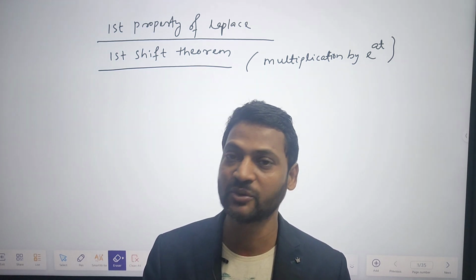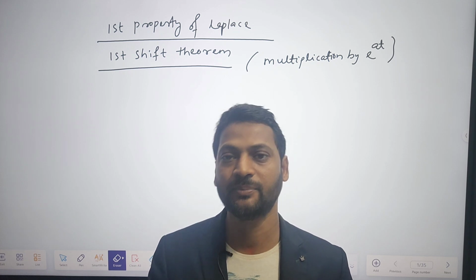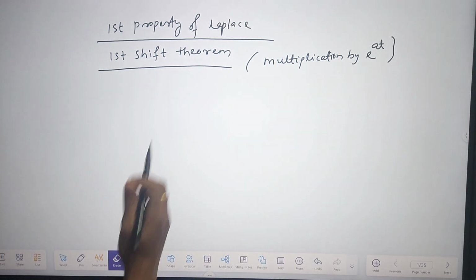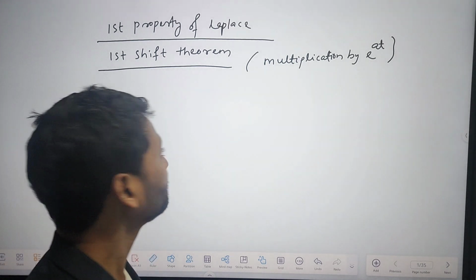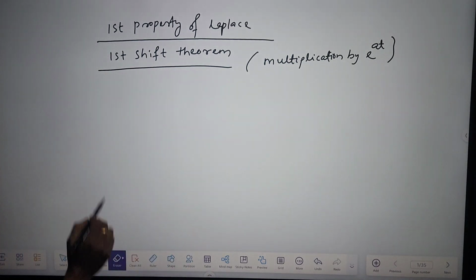So in this lecture, I'll let you know the concept of the first shift theory, that is the first property of Laplace transform, or you can say multiplication by e to the power at to a function. So let us understand the concept of the first shift theory.